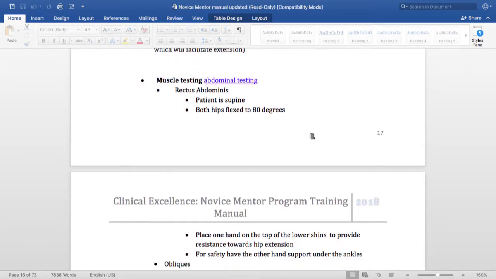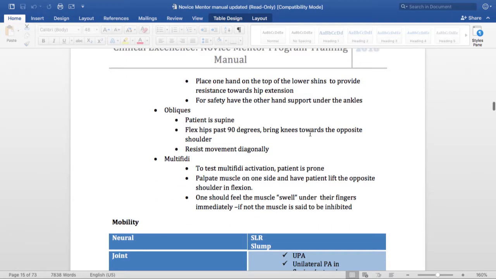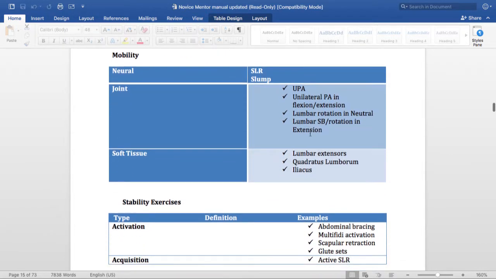You could show them muscle testing. Again, if you have time with it, muscle testing, abdominal testing, watch the videos. Multifidi activation in prone, we did that last time as an example of how to find it. The patient is prone, they lift up the right arm, you should feel the left one activate, etc. And then you're going to teach them a little bit about different options.